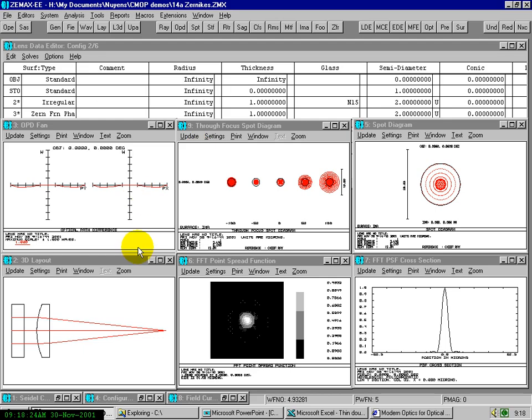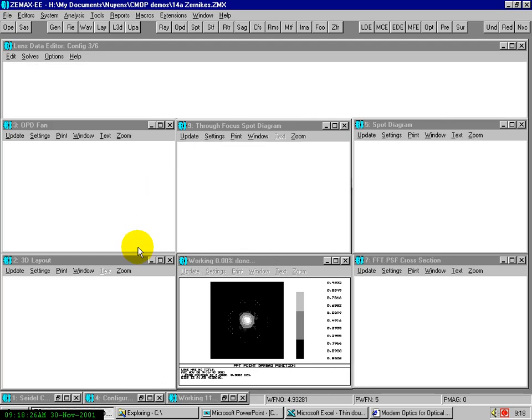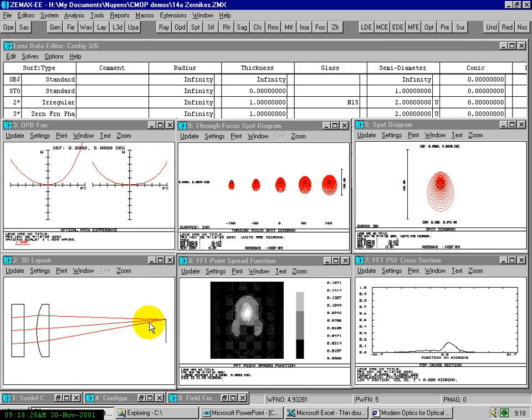Okay, now in the next example, I have added field here. And now if we look at our spot, this is again in paraxial focus. We see a defocus, and also we see asymmetry. If you look at the geometrical focus, we see a very large asymmetrical spot shape.